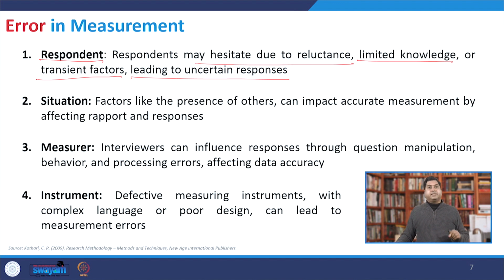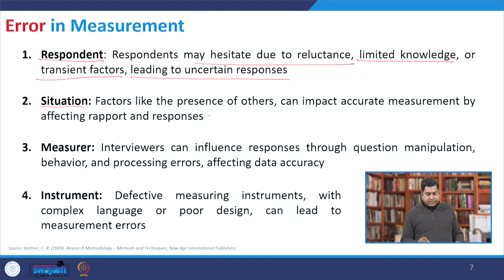In all such cases, even if the scale is okay, if I fail to understand the question, I can tick anywhere without understanding. That may give you some sort of error in the measurement. Or else you use a scale which is very complex, and the respondents do not have much idea, or are not clear about the technicality of that particular scale, so their response does not assure that they have understood the question and then answered. So that is another challenge.